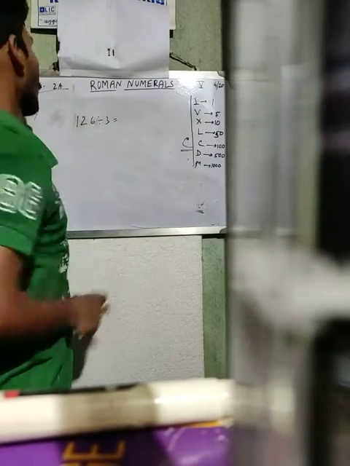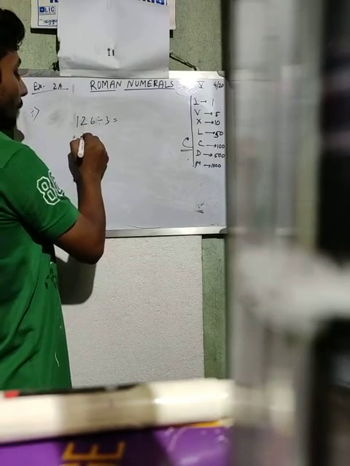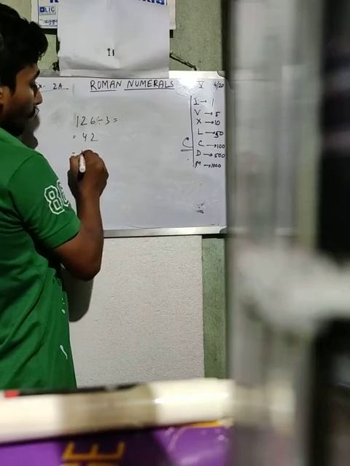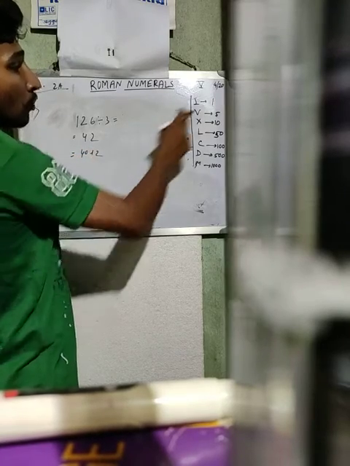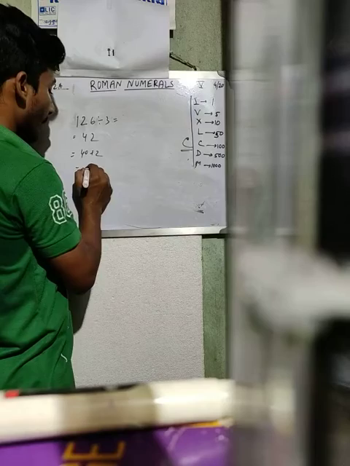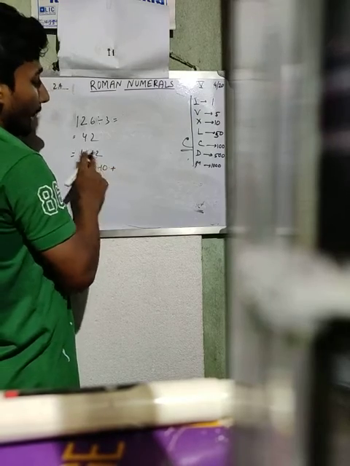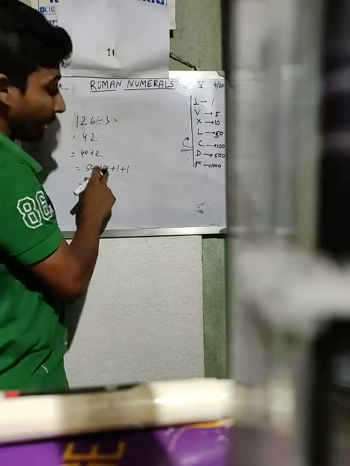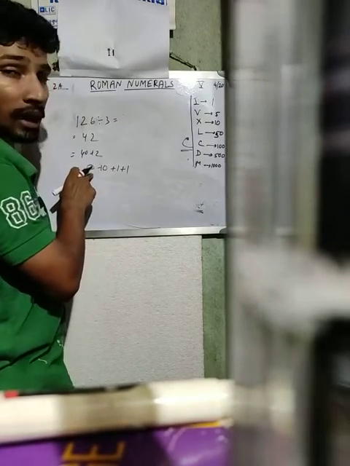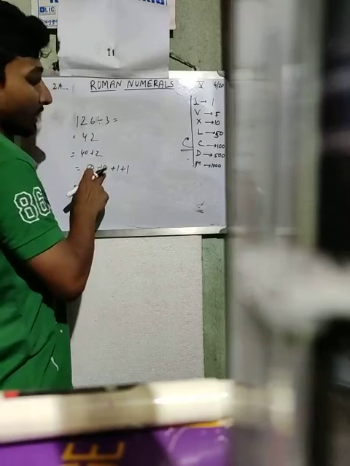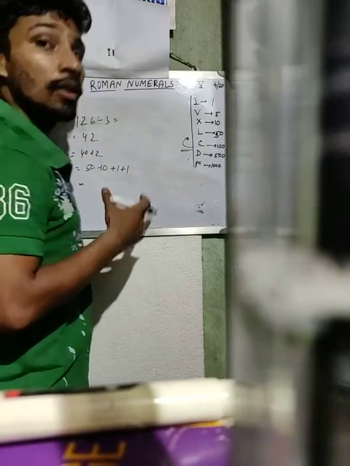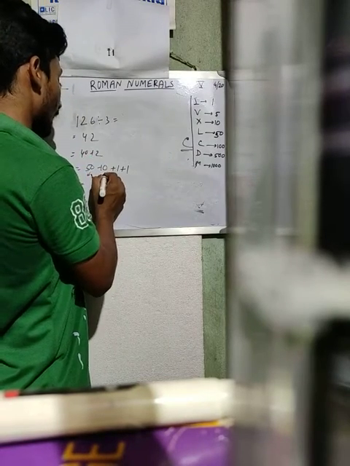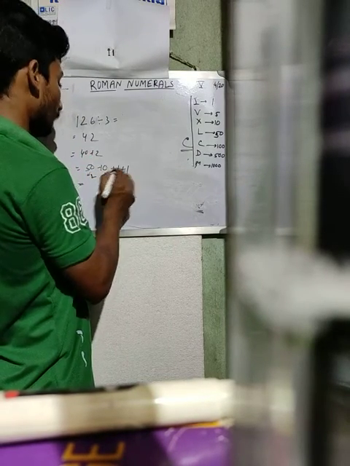126 divided by 3. So at first division, 42. So the answer is 42. So 42 means 40 plus 2. But there is no 40 and no 2 in these numerals. So 40 we can write as 50 minus 10, and 2 means 1 plus 1. So for 50 minus 10, the smaller one is subtracted from the larger one. That means the smaller one must be placed at the left side. Rule number 3. So 50 means L, then X.